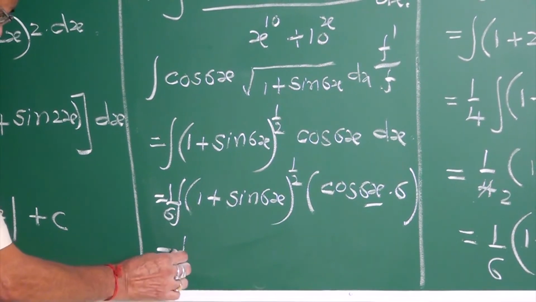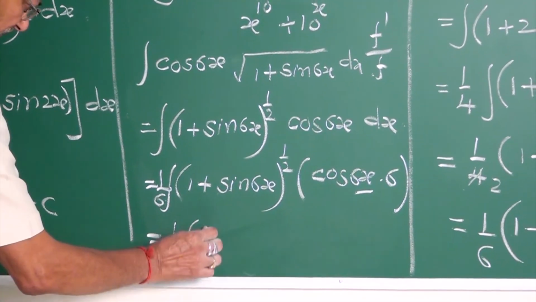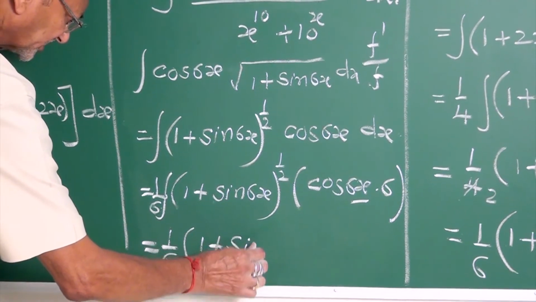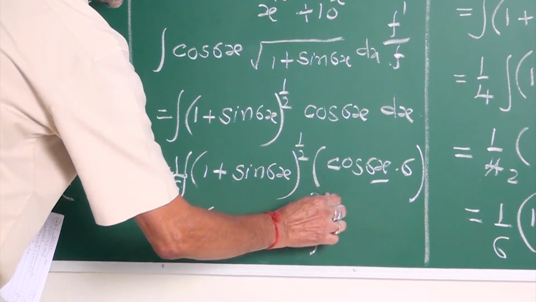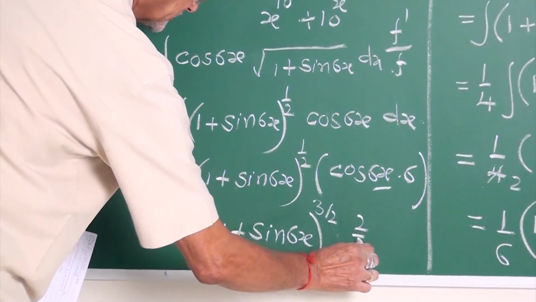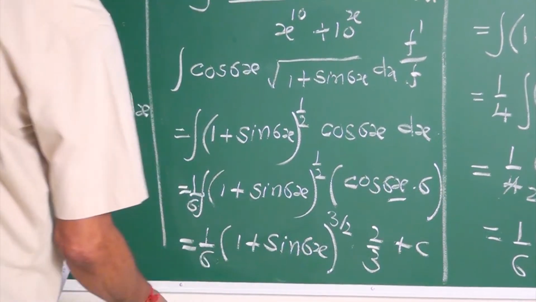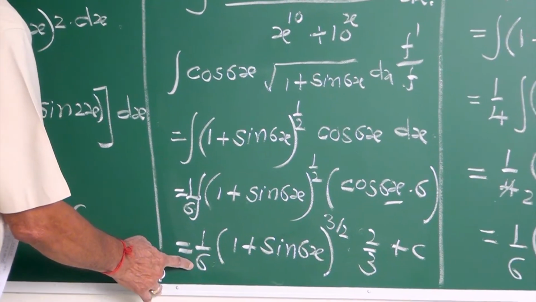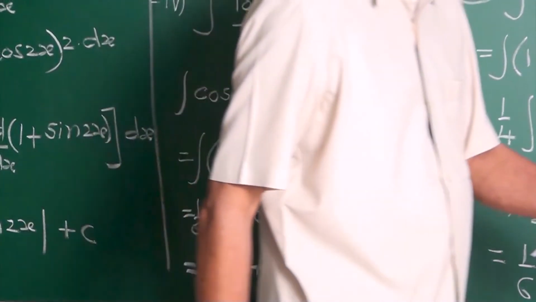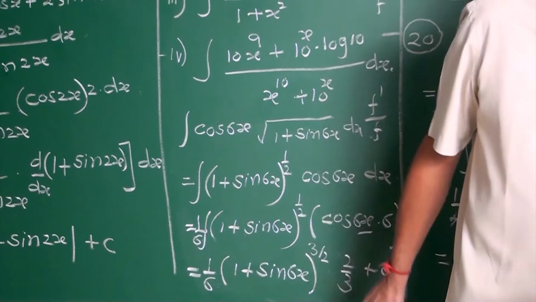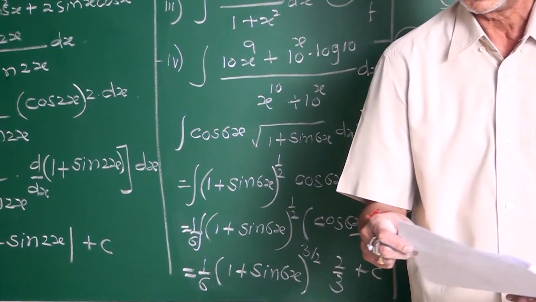So it is 1 by 6 into 1 plus sine 6x to the power 3 by 2 into 2 by 3 plus c. This 2 cancels with 6, and 3 into 3 is 9. These are the same types, my friends, same types. Copy it. I do another set.